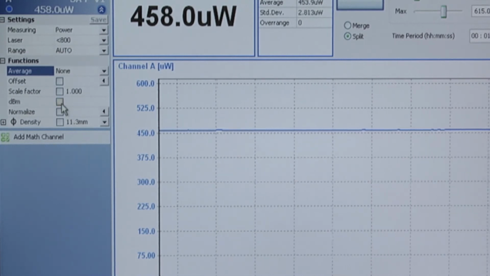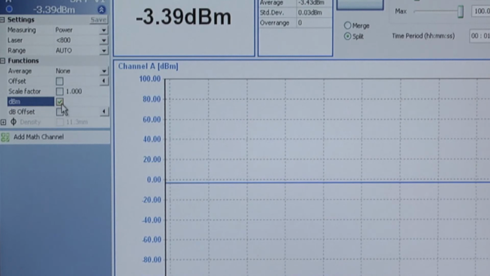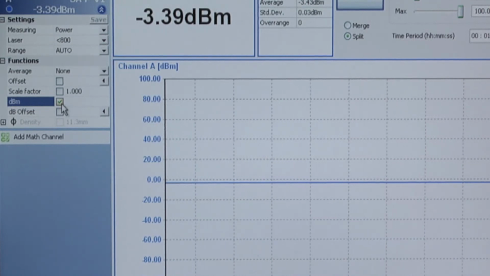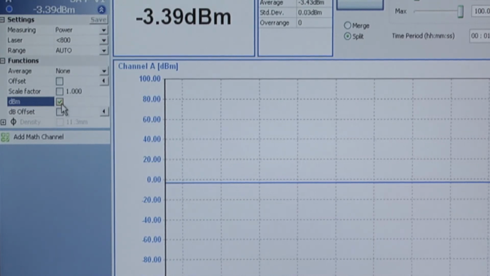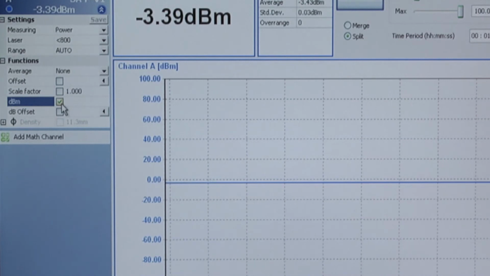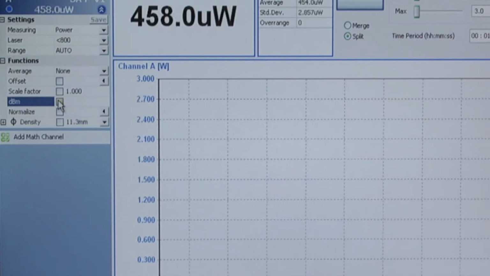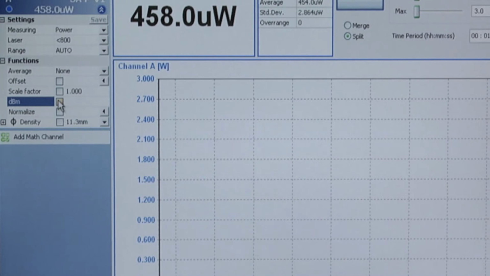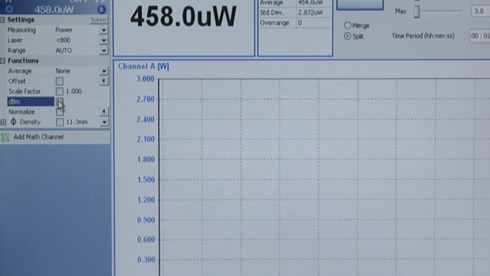Selecting dBm would display the power in units of dBm in applications where that's necessary. For example, in telecom applications or other uses of fibers. Deselecting it brings us back to power in units of, in this case, microwatts.